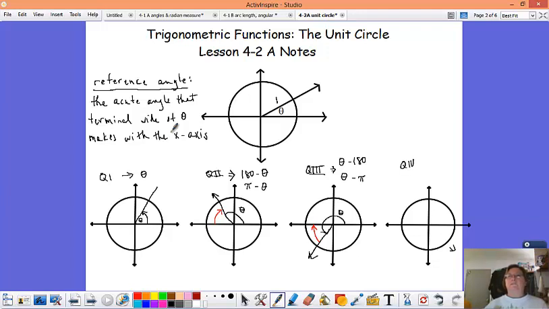Lastly, in the fourth quadrant, so down here, here's our big angle theta. The reference angle, however, is the one that the terminal side makes with the x-axis, so right here. And that would be 360 minus theta, or 2 pi minus theta if we were in radians. Very good. You've got some terminology down for reference angles.